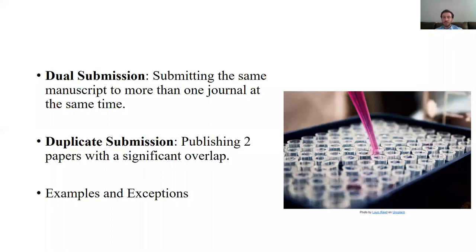Duplicate submission is trickier because you're submitting a different article, but with almost the same results. An example could be, I published an article about heart failure with 500 patients, drug A versus placebo. After a few months, I publish another article with 505 patients. So I add five patients, my results look almost the same. There is nothing new, and there's significant overlap between the two studies.